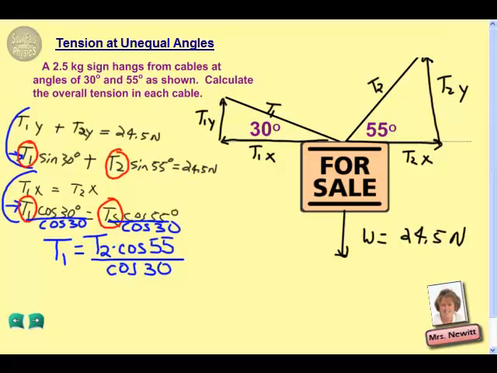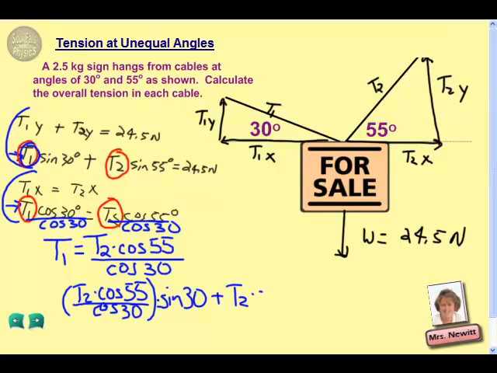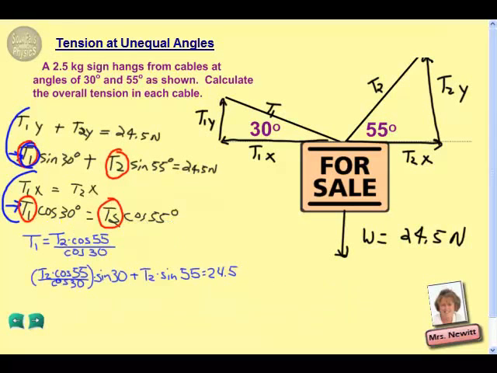Now we can go ahead and substitute into our second equation. We have T2 times cosine of 55 divided by cosine of 30. That is all representing T1 up here, and then we can write out the rest of our equation. Times sine 30 plus T2 times sine 55 is equal to 24.5. Okay, so now we're ready to get our numerical answer.